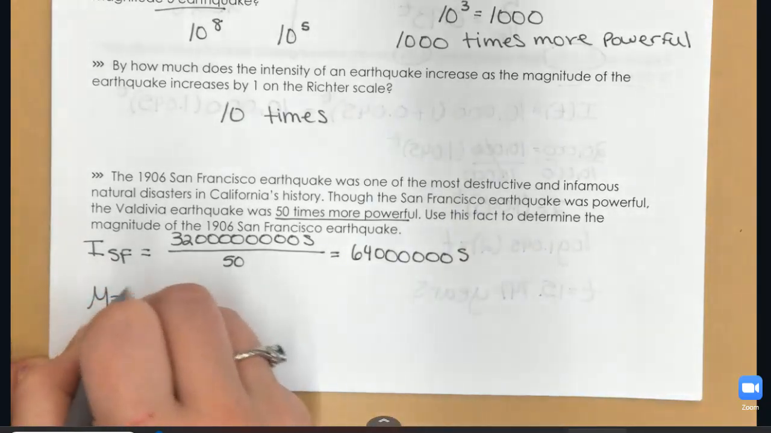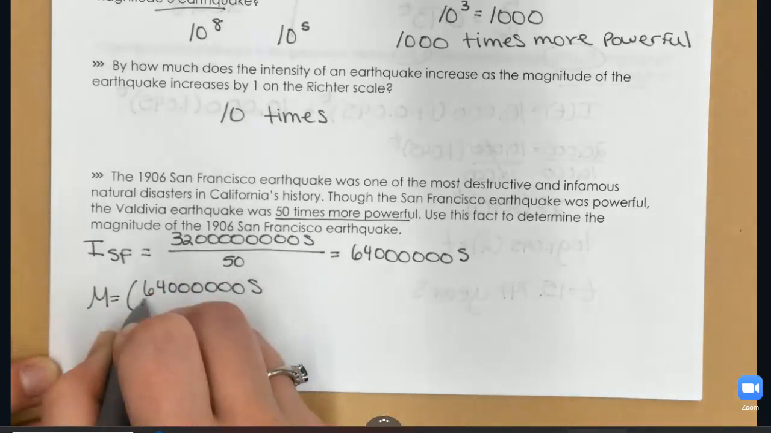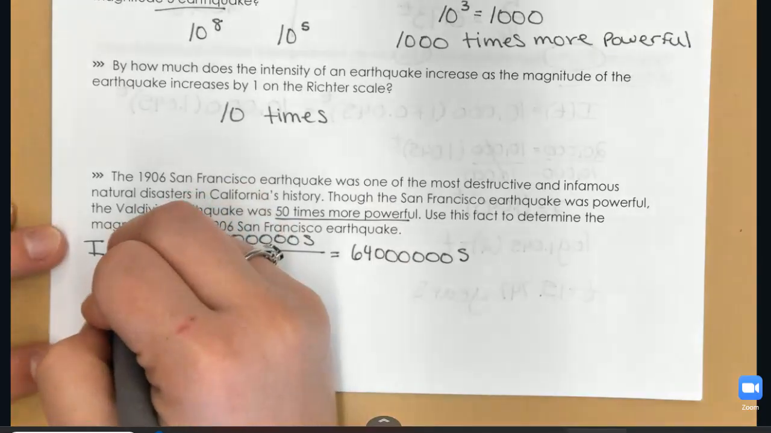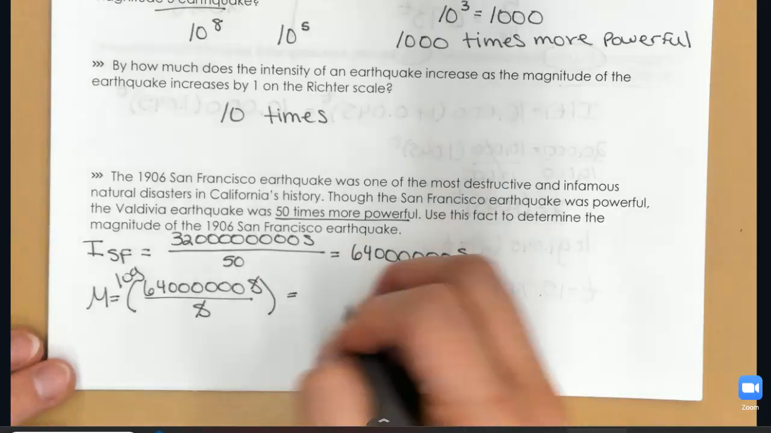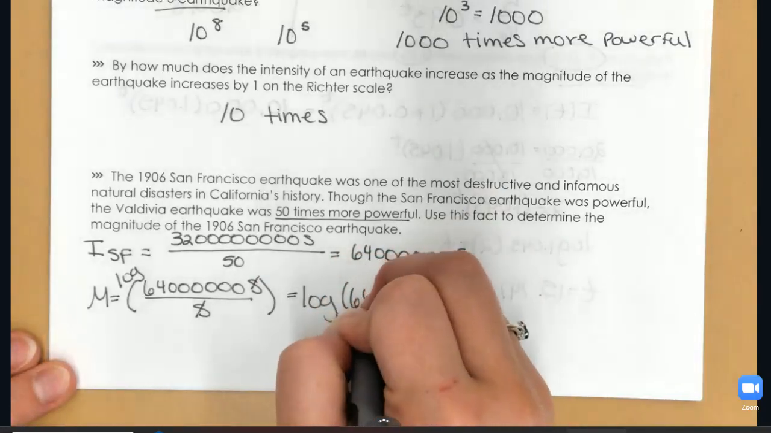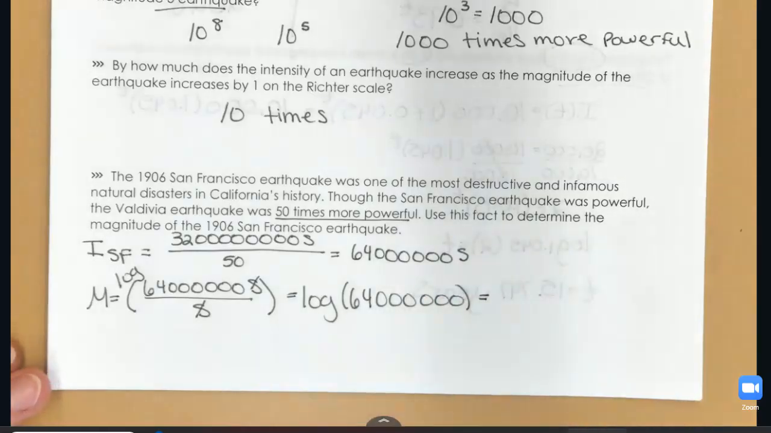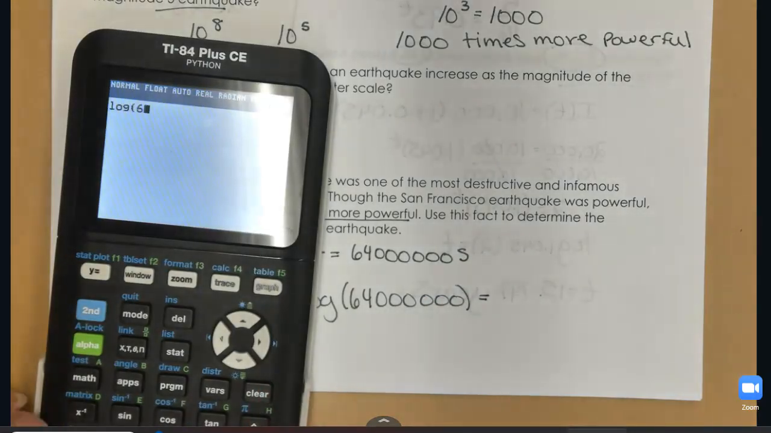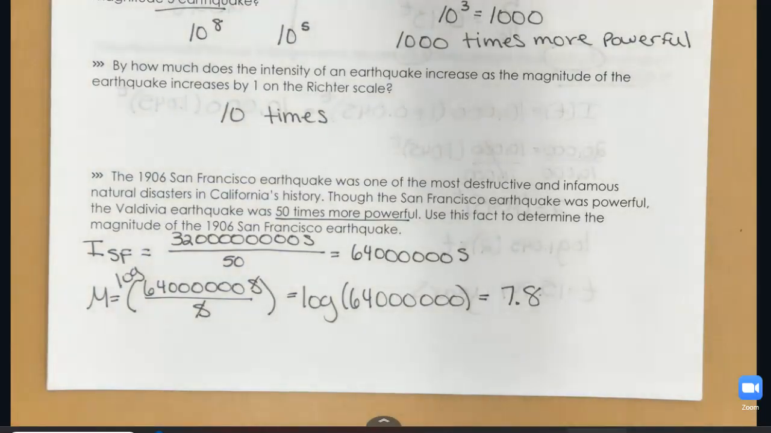So to calculate that magnitude, I'm going to take 64 million S over S, and that should be inside of a log, I apologize. So again, those S's divide to 1, so I need to find the log of 64 million. Handy dandy calculator. And I got 7.8 as the magnitude of that earthquake. All right, that wraps up our word problems, our applications with logarithms.